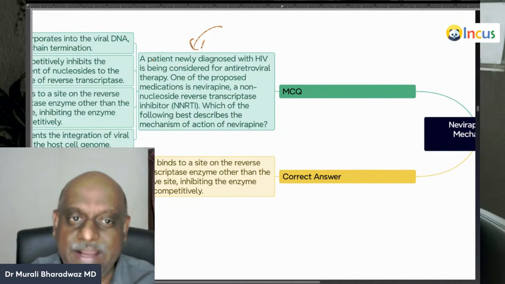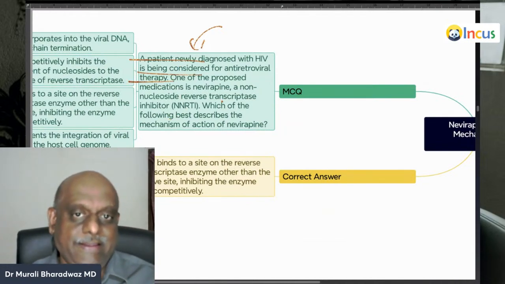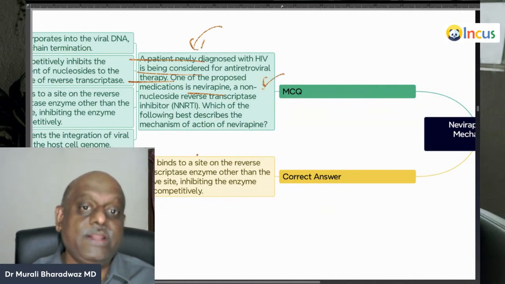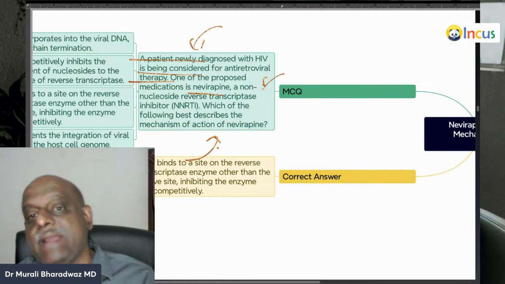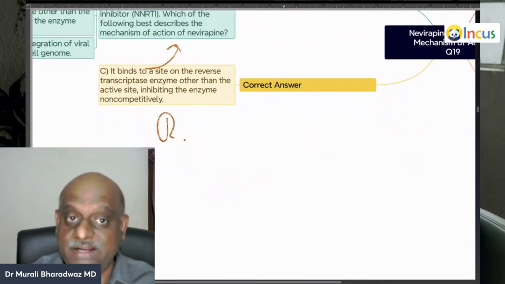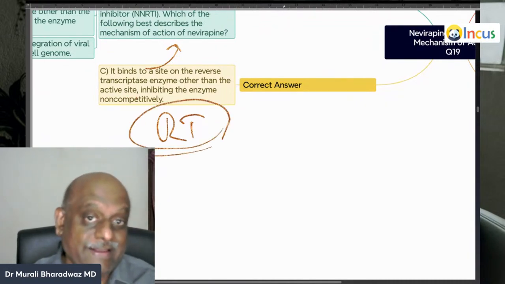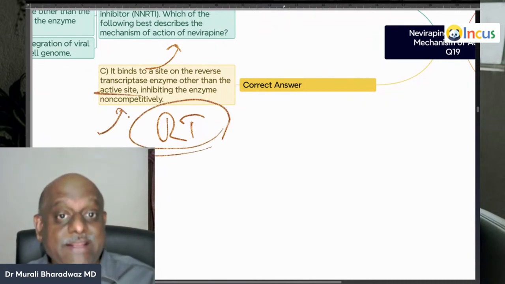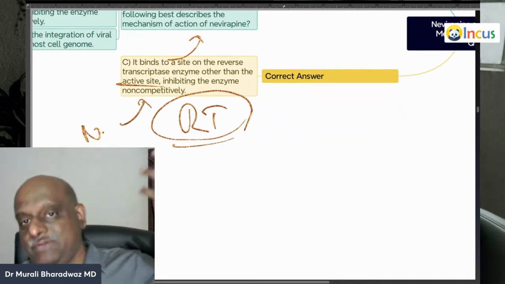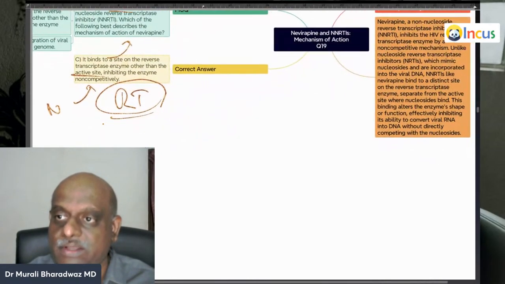A patient newly diagnosed with HIV is considered for antiretroviral therapy. Nevirapine is being proposed. What best describes the mechanism of action of nevirapine? Nevirapine binds to the reverse transcriptase enzyme other than the active site, inhibiting the enzyme non-competitively. So it is a non-competitive inhibitor of the reverse transcriptase enzyme is what you need to remember.